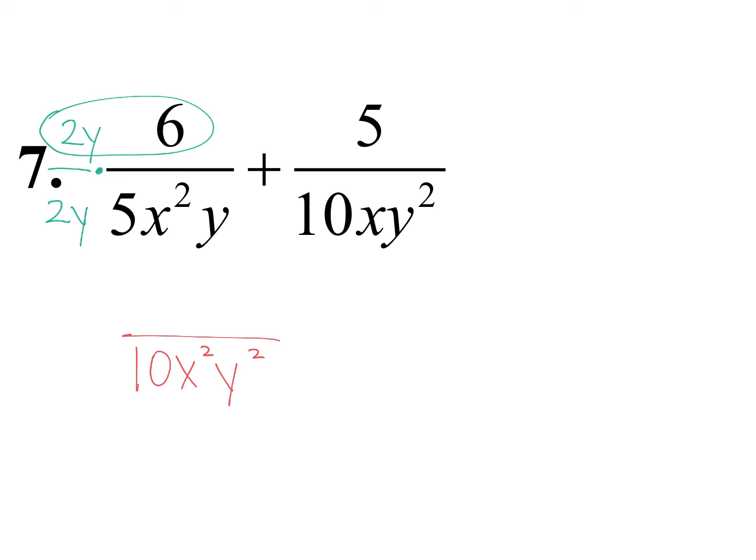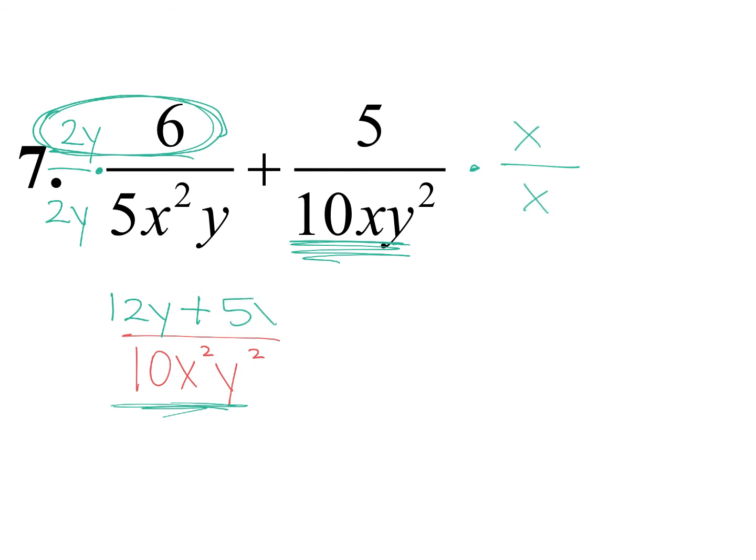Do you need me to write these separately still before we add them, or can I write the whole numerator up top? Is that okay? I don't know what makes the most sense to everyone, but I feel like this just simplifies life a little. 2y times 6 is 12y, right? I know this is my common denominator, so I'm just going to put it one time. We are adding to that whatever we need to do over here. What do I need to multiply this by to get 10x squared y squared? X over x. Okay, so then it's plus 5x, still over 10x squared y squared. Is there anything you can simplify there?